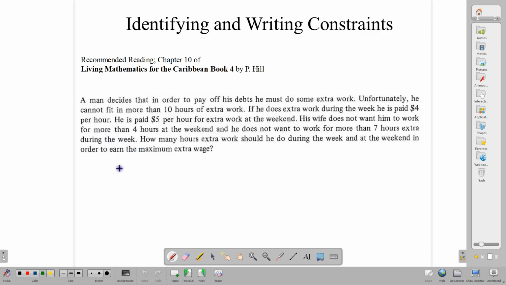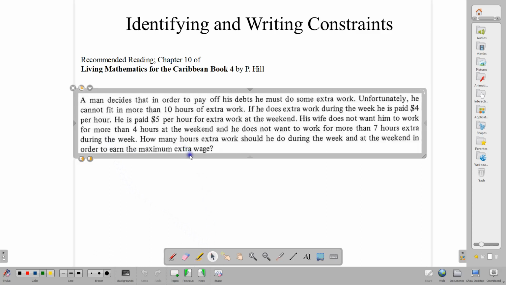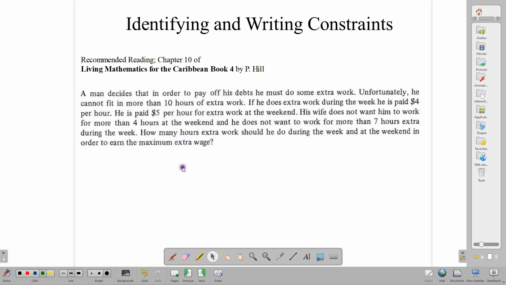Let's take a look at this example and see how we could write down some constraints from this one and identify what they are. Well, let's look at the problem. A man decides that in order to pay off his debts, he must do some extra work, which is reasonable. Unfortunately, he cannot fit in more than 10 hours of work. If he does extra work during the week, he's paid $4 per hour. He's paid $5 per hour for extra work on the weekend.